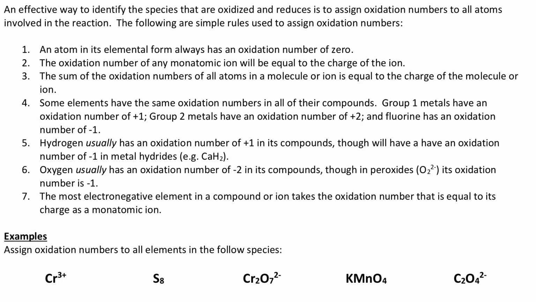We have some elements that have common oxidation numbers in compounds. Alkali metals, alkaline earth metals, group 1 and group 2. Group 1 is going to be +1 when they're in a compound. Group 2 will be +2. Fluorine will always have an oxidation number of -1 when it's in a compound.